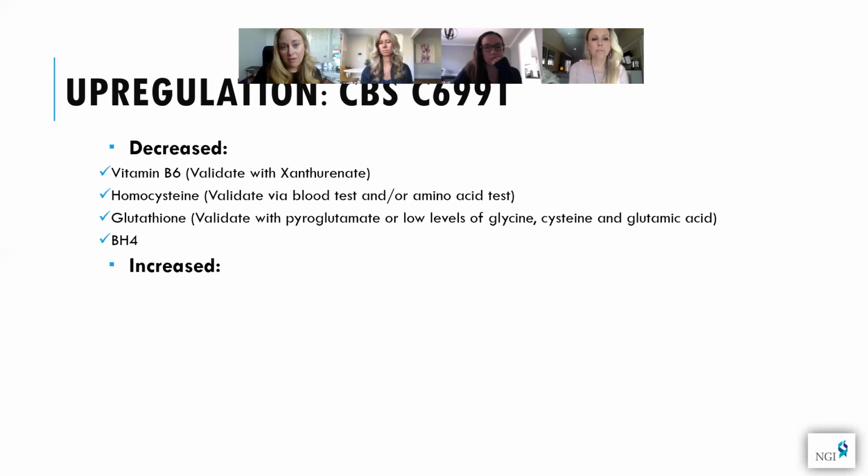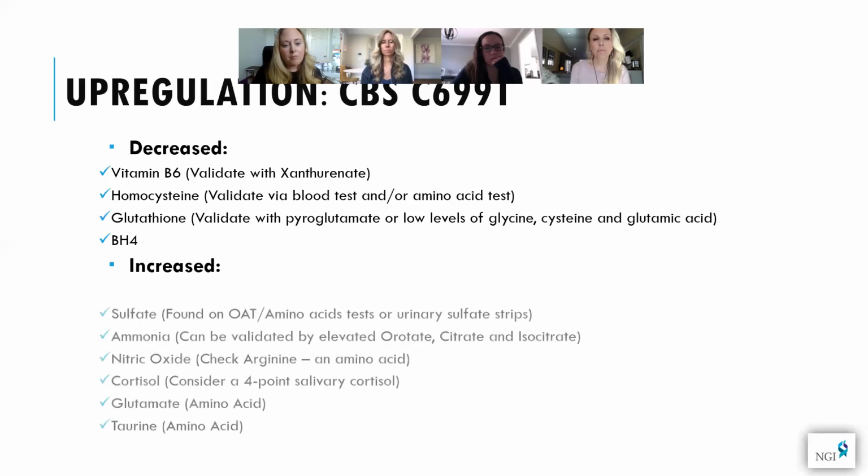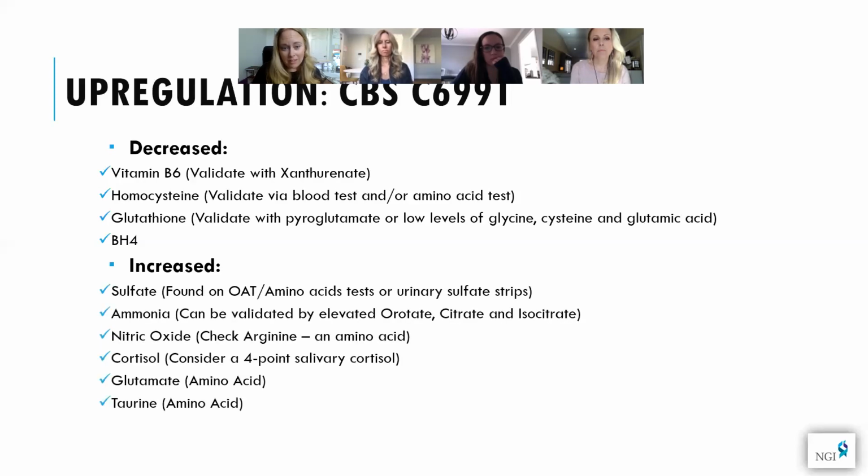You could also find amino acids, glycine, cysteine, and glutamic acid might be low, as those are the building blocks of glutathione. If you are actually assaying biopterin or BH4, there are some tests that look at the ratios of these, BH2 to BH4, then you could see that this would also be low. Patterns, and this is all about pattern recognition, guys. You would find elevated sulfate, ammonia, nitric oxide, cortisol, glutamate, and taurine.